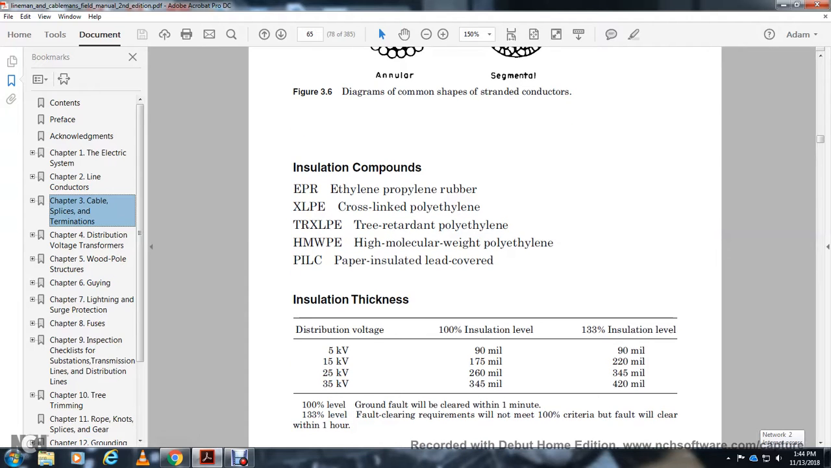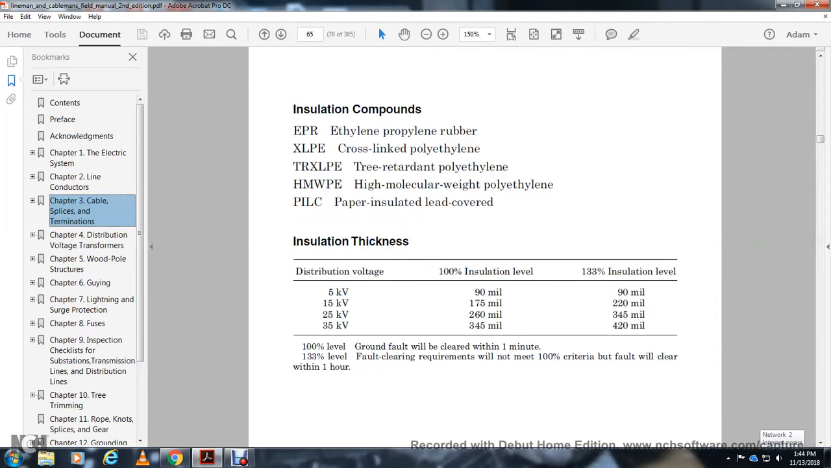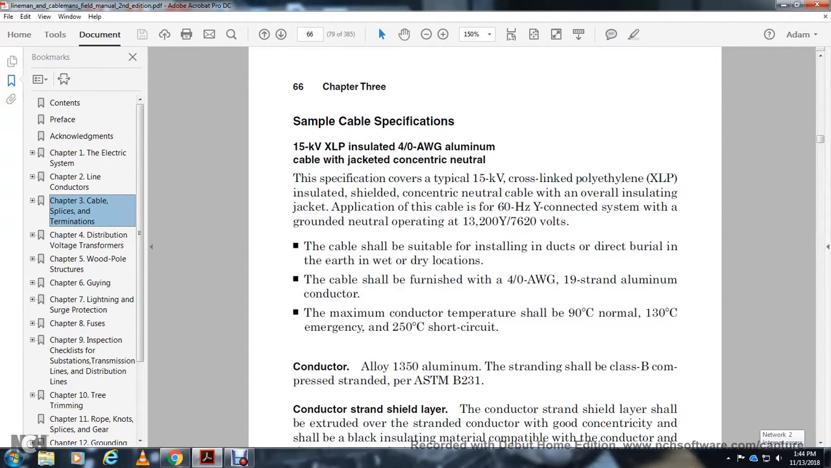At the 100% level, a ground fault will be cleared within 1 minute. At the 133% level, fault clearing requirements will not meet the 100% criteria, but the fault will clear within 1 hour. Sample cable specification: 15 kilovolt XLP insulated 4/0 American wire gauge aluminum cable jacketed with a concentric neutral.